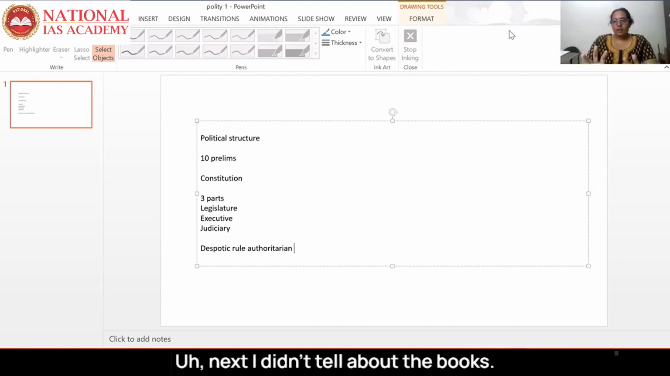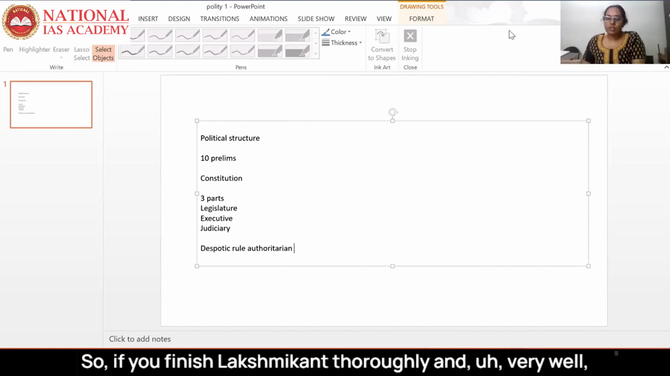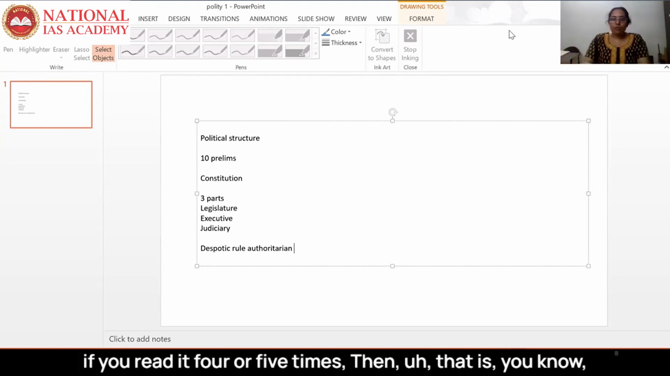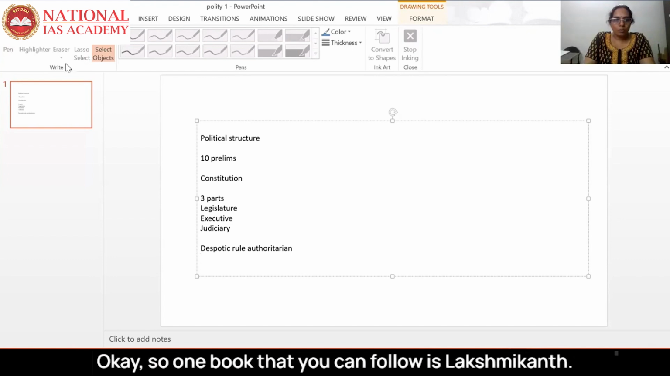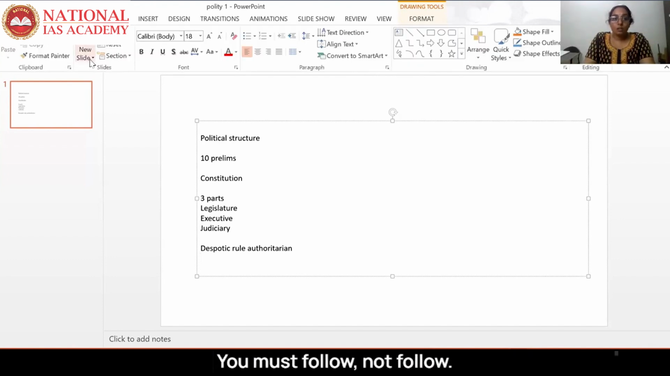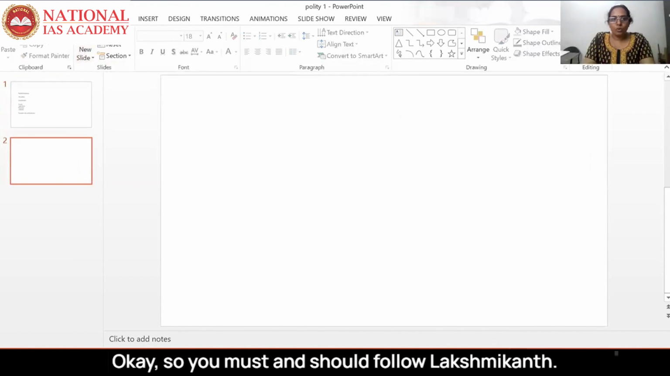Next, I didn't tell you about the books. So generally Lakshmikant is called the Bible of polity. So if you finish Lakshmikant thoroughly and very well, if you read it 4 or 5 times, then more or less it will cover up to 70% of your syllabus. So one book that you can follow is Lakshmikant. You must and should follow Lakshmikant.